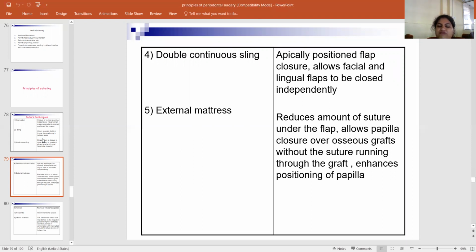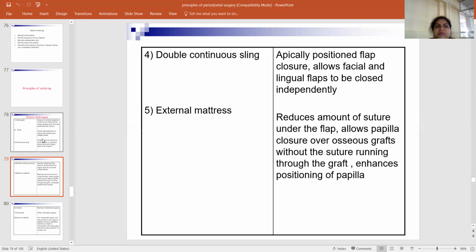So we don't want any foreign material to come in between the bone graft and the flap, because to promote more osseointegration and osteoconduction, we don't want a foreign material to separate the bone graft material from the flap. So this type of suture technique is used for the regenerative procedures, because we want less or no foreign material through the graft.